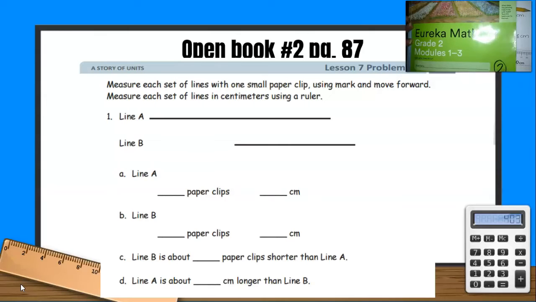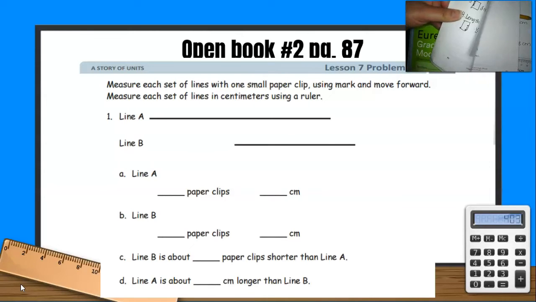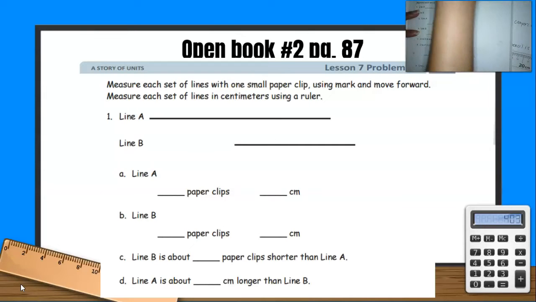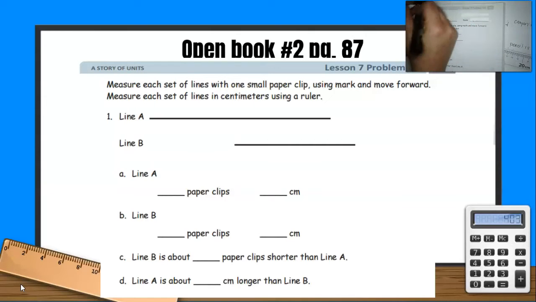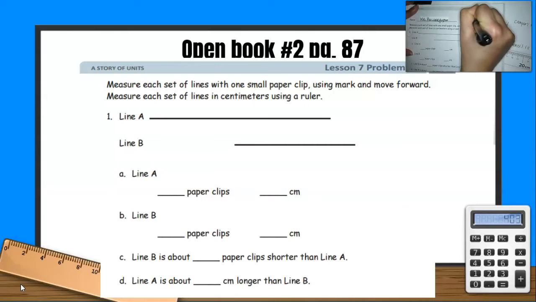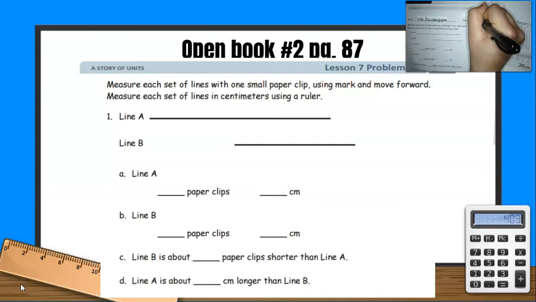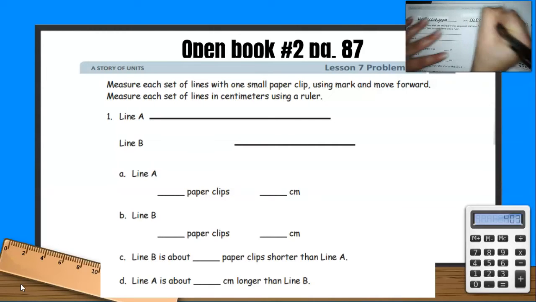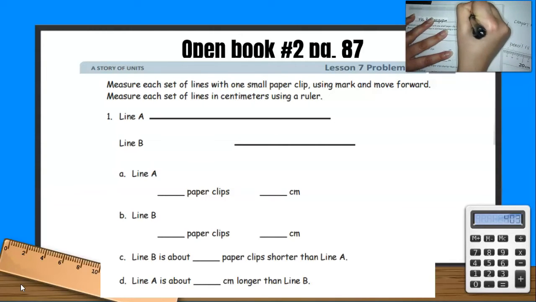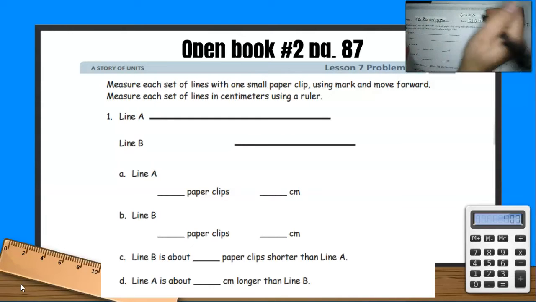Now that you're in book number 2, open it to page 87. You have 10 seconds to do that. 10, 9, 8, 7, 6, 5, 4, 3, 2, 1. Immediately, boys and girls, make sure you write your name, the date, and the goal. Remember, the goal equals Eureka, and it's a 100.